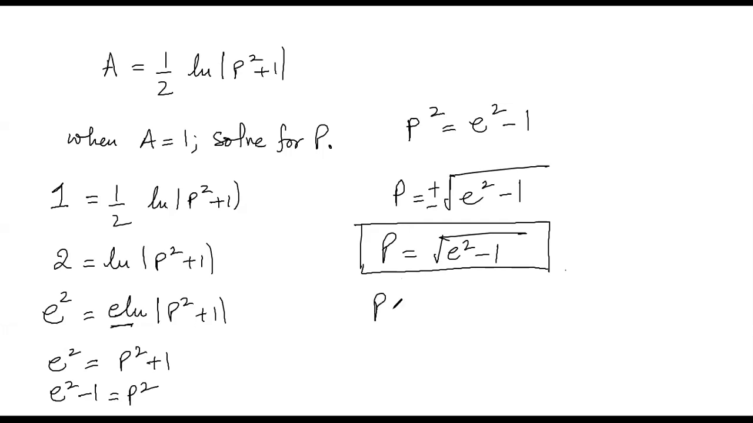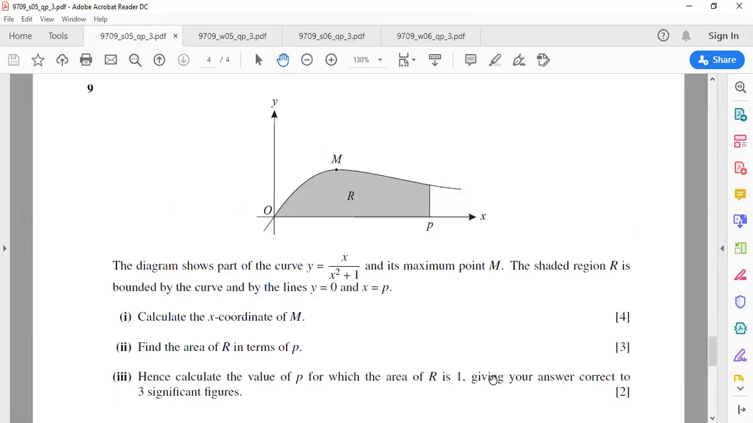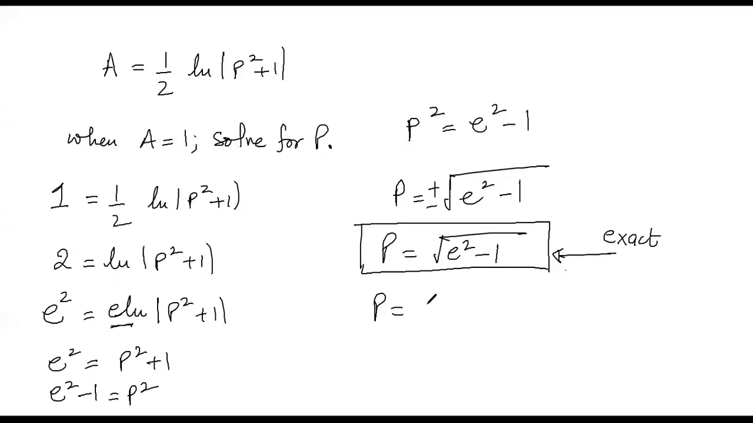If the question says give your answer in exact form, then that's in exact form. But if it doesn't, then you can find a decimal value. Let's read the requirement of the question again. Hence, calculate the... yeah, it says giving your answer correct to 3 SF. So we have to work it out, and that would give you 2.5276, so 2.53 would be 3 SF. So that's done. That's question number 9 done.